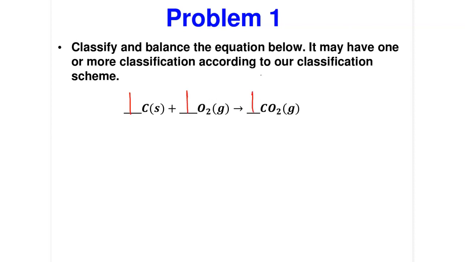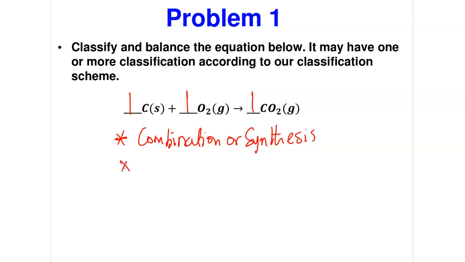Now, if you look at this reaction, you are forming one big substance from two substances. So this can be classified as what? A combination or synthesis reaction. That is what we have here. Or, again, because it's addition of oxygen, it can also be a combustion reaction. So it has two classifications actually. And any of them will be correct at this point.